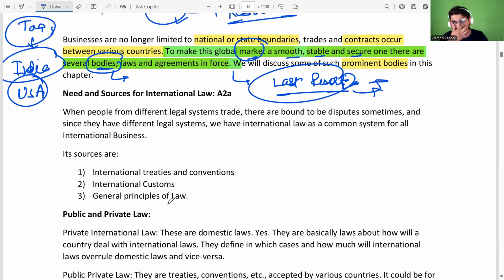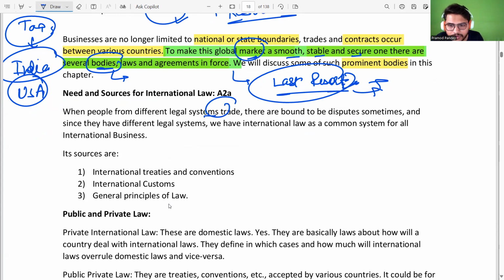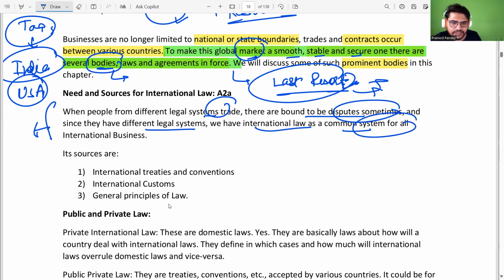Now, if we talk about the need and the sources from which we get international law: when people from different legal systems trade, there are bound to be disputes sometimes. Same thing which I have been very vocal about from the start of the class. Since they have different legal systems, they have international laws as a common system for all international businesses. Understood?